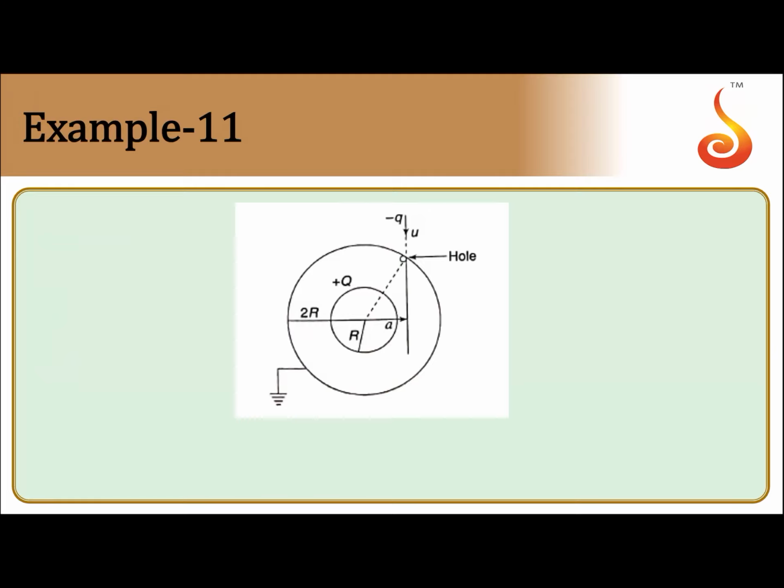R, 2R. This is given as root 2R. So this is small minus q entering and charge q given here, it will experience a force, electrical force like this, which will have a component, this angle theta and f cos theta in this direction.